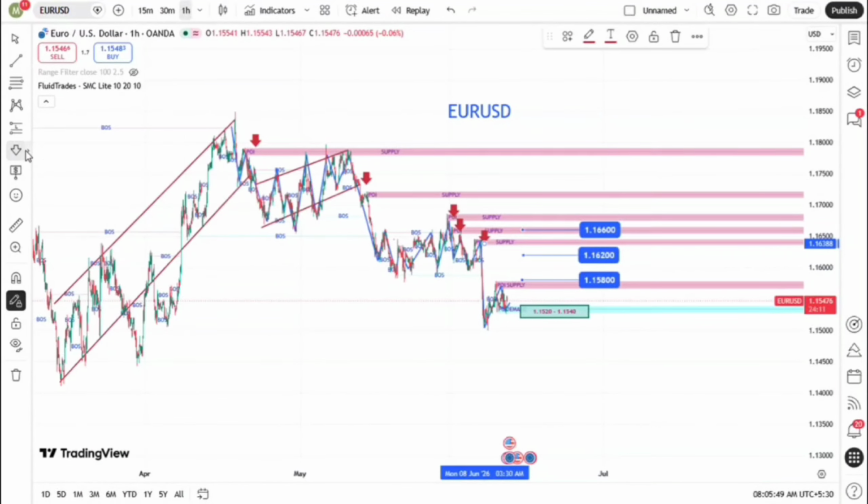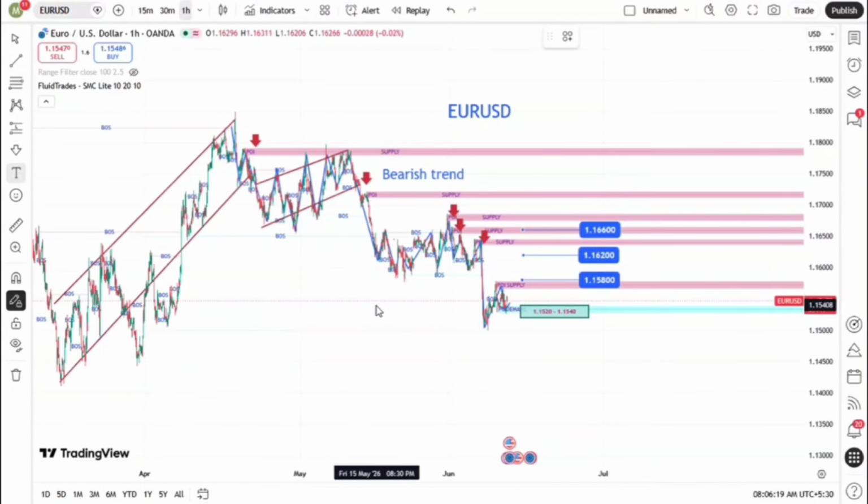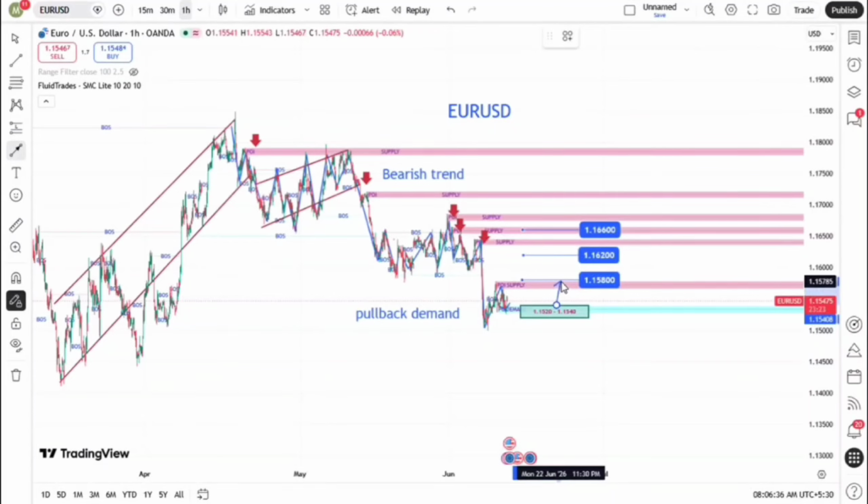Our focus is on this entry zone between 1.1520 and 1.1540. We are waiting for mitigation here. Once price action confirms, we can expect the move to start. If institutional demand holds and a bullish shift occurs, our upward objectives activate. Scenario 1 aims for T1 at 1.1580. Scenario 2 targets T2 at 1.1620. And Scenario 3 seeks T3 at 1.1660 to clear buy-side liquidity.